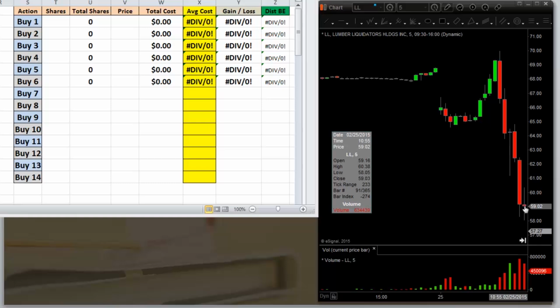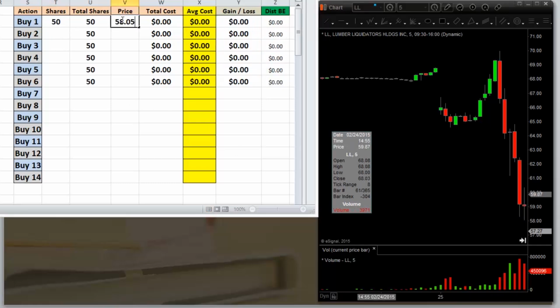Let's start it all over again. So the low of this candle was 58.05. So you're saying, you know what? If it goes down and hits 58.05, I want my first 50 shares. So again, 50 shares, and you want those now at 58.05.